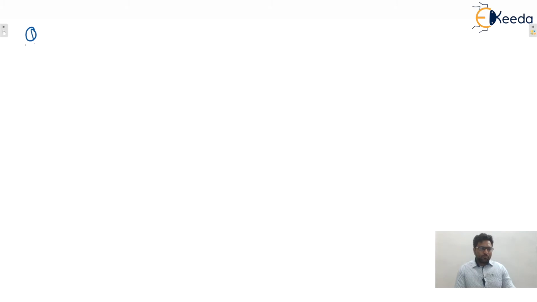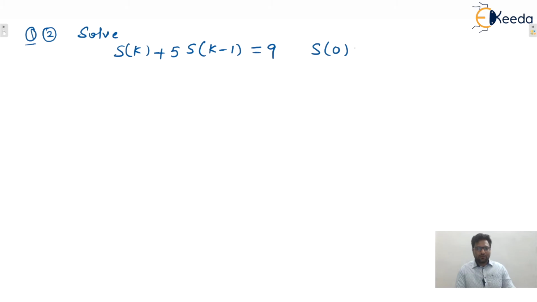Yes, let's say one more problem is given to you. Let's say solve the following recurrence relation s of k plus 5 s of k minus 1 equals 9, and one initial condition is given to you, s of 0 equals 6. So you can say this one is inhomogeneous LRCC. So what will be the solution?